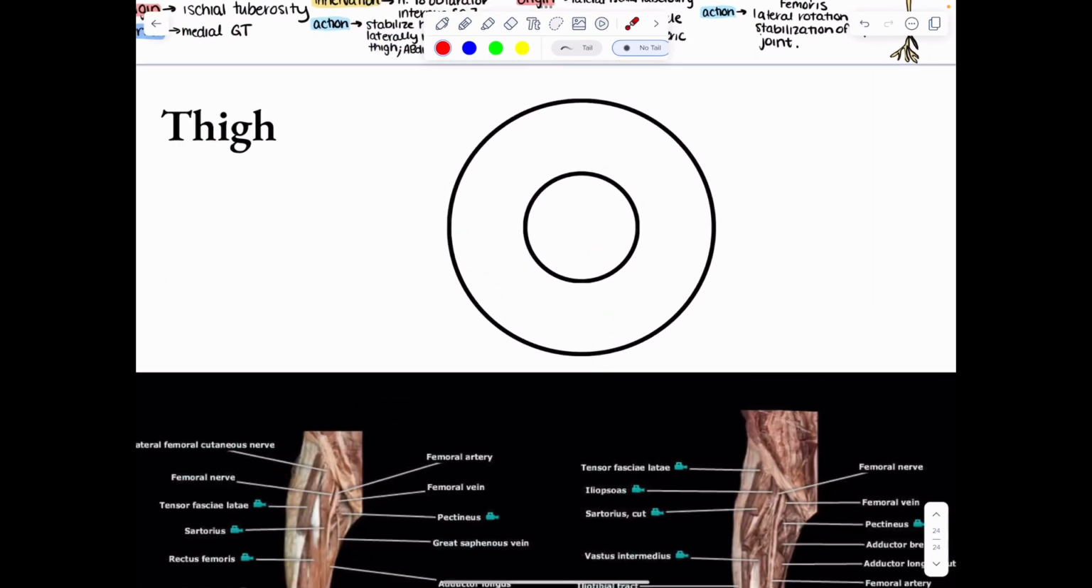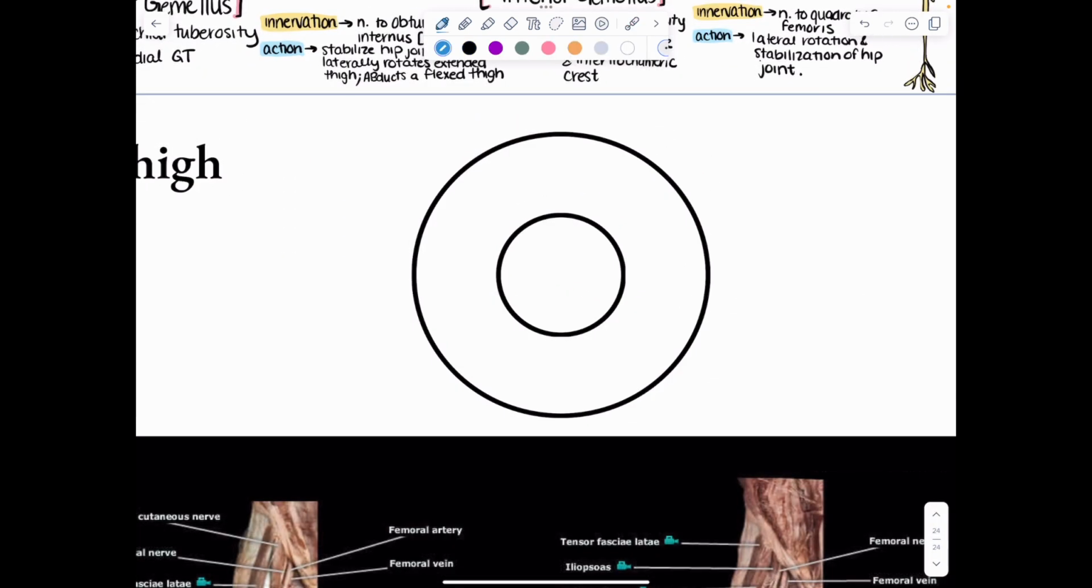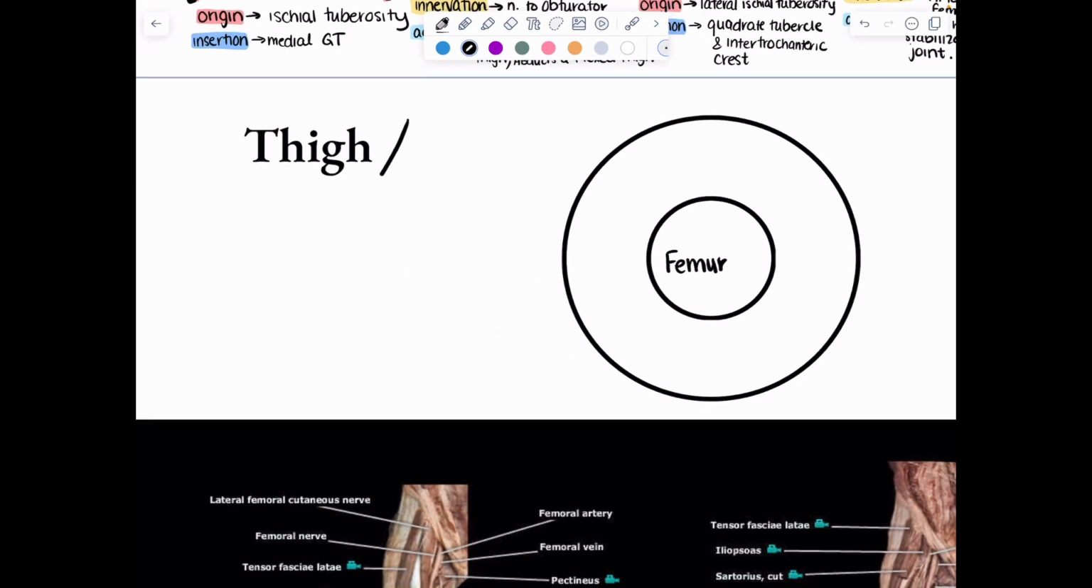So let's talk about the thigh. Let's make the Pokeball for our thigh. Our bone in the middle of our thigh is our femur. Remember that, femur. Remember that the thigh, another term for it, is our femoral region.